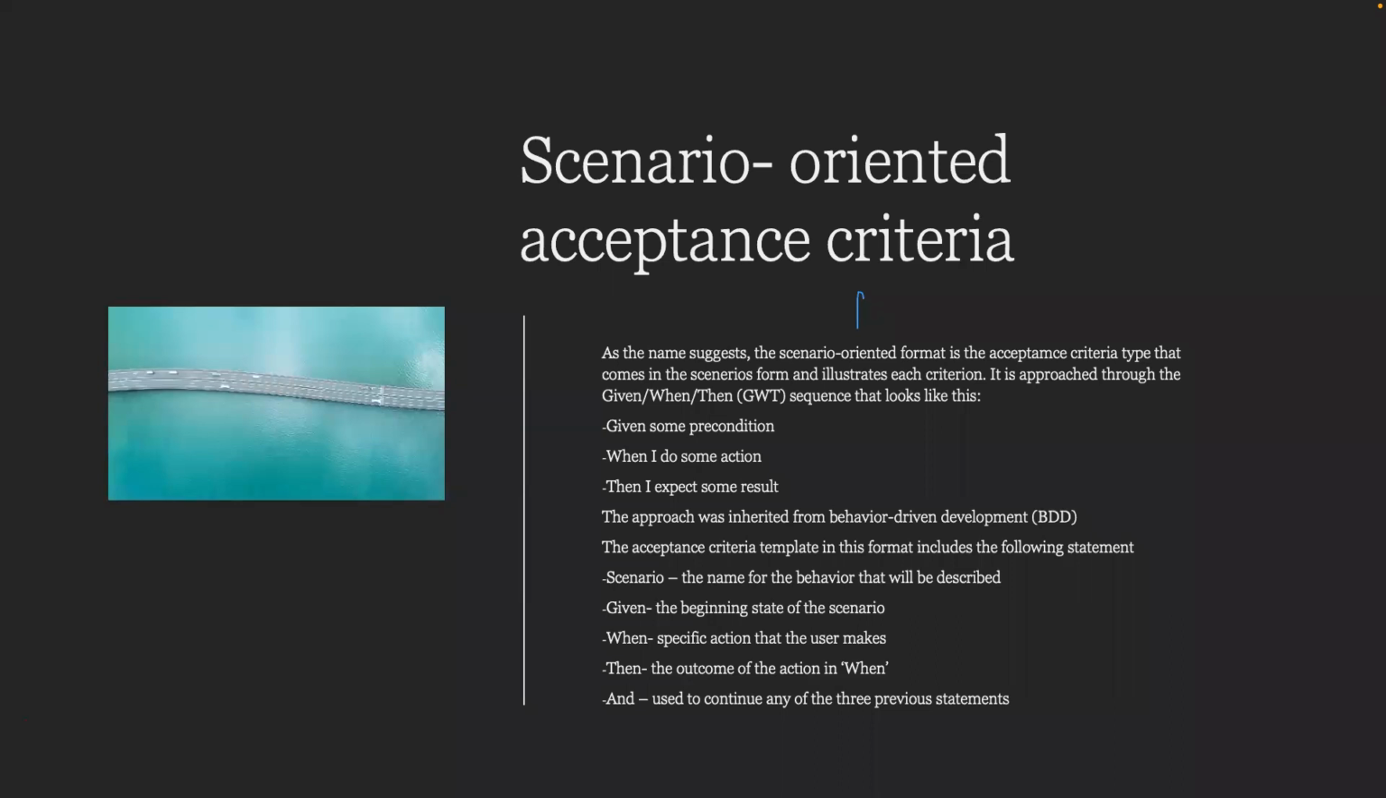In this scenario-oriented approach, it's what we laid emphasis on in the previous slide. You have the given, the when, the then. The approach was inherited from behavior-driven development, which is another topic on its own. The acceptance criteria template should include the scenario and the behavior. Given, you state the beginning of the scenario, the when, the then. The 'and' is just the conjunction, in case you have more than two or three conditions that need to be met in order to achieve the end result of that acceptance criteria.